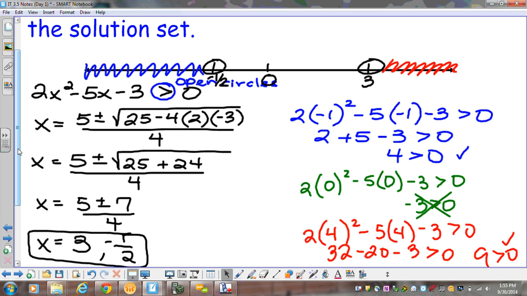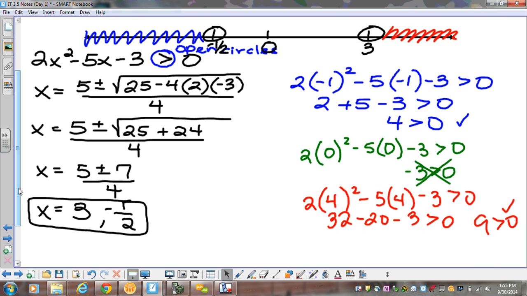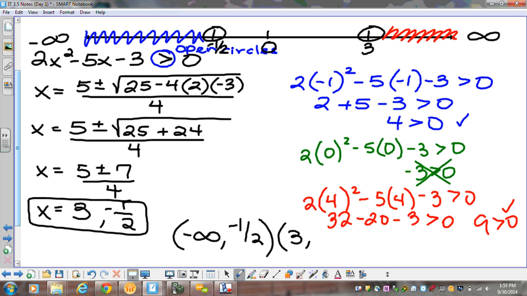Now, the key here, guys, is to write my solution set correctly. Now, you always start from the left and you work your way to the right. What is my farthest left x value that's shaded? This is going to go all the way out to negative infinity. So we'll start at my left. So I'm going to go from negative infinity up to, where does it stop? Negative 1/2. Since it's open, it's going to be bracket or parenthesis? Parenthesis. And then where does it pick back up? At 3 with a parenthesis. And where does it stop? Positive infinity.